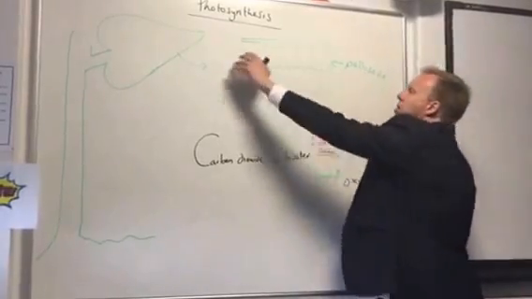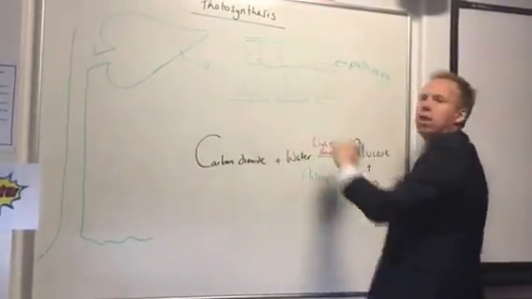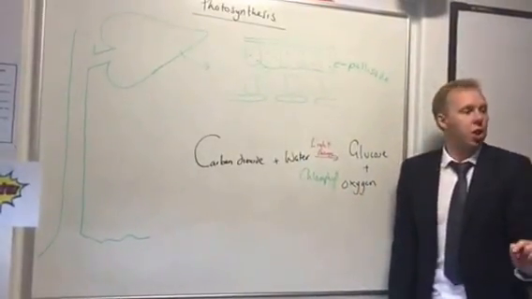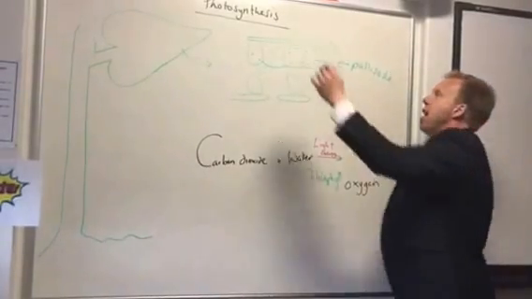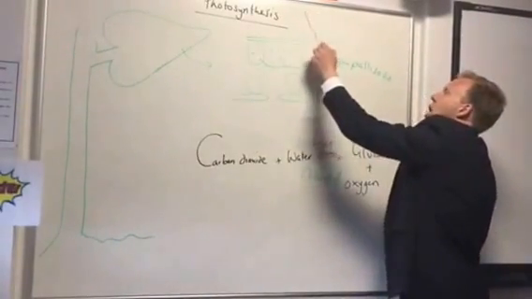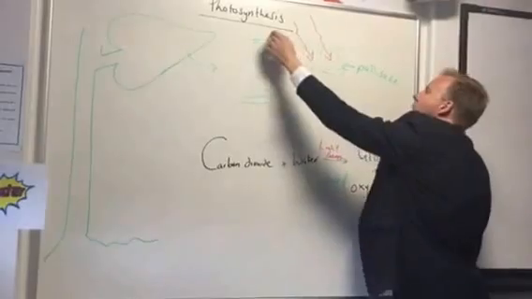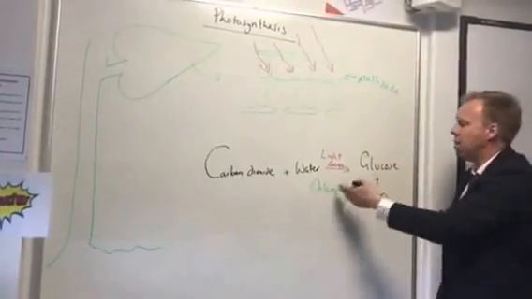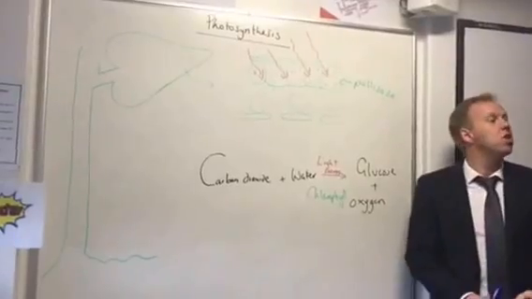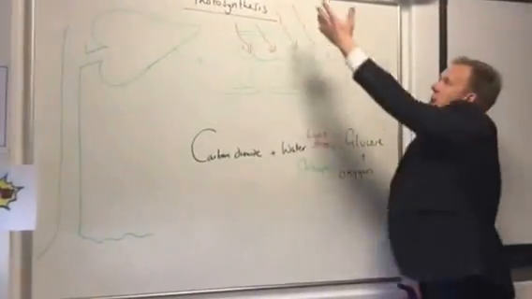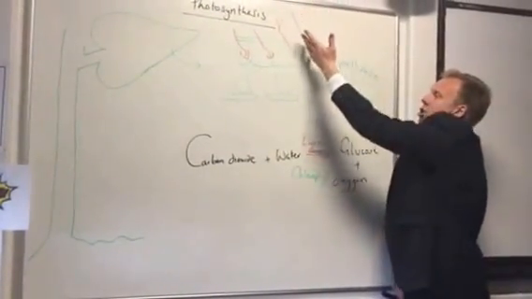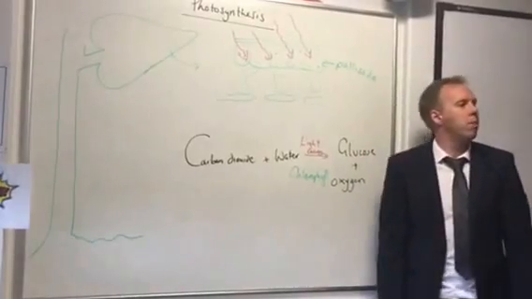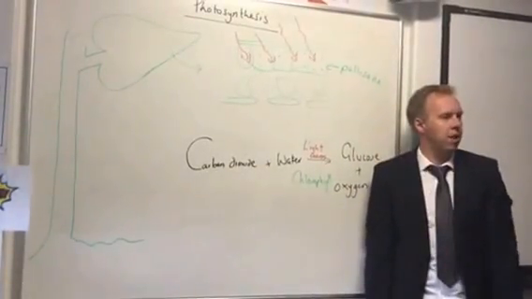These are at the top. This palisade layer is full of chlorophyll because it's closest to the sunlight. Therefore, they will absorb more of the sun's energy to allow them to do photosynthesis. So where does the light energy come from? The sun, and it's trapped by the chloroplasts in the palisade layer of the leaves.